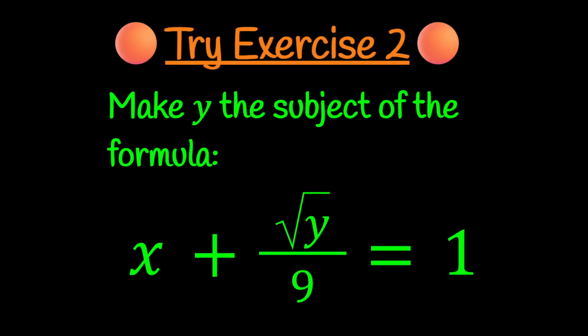Now for this second try exercise, it says that we should make y the subject of the formula. And as we can see, y is in a root. But we are not bothered about that yet. What we are more concerned about right now is that y is entangled in a fraction. So we have to find a way to take off that fraction.